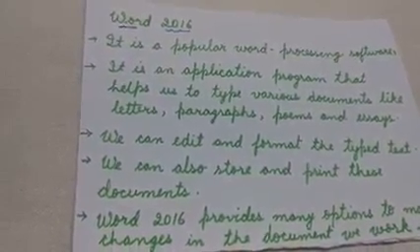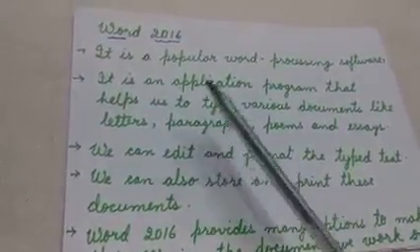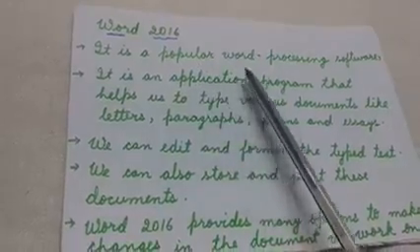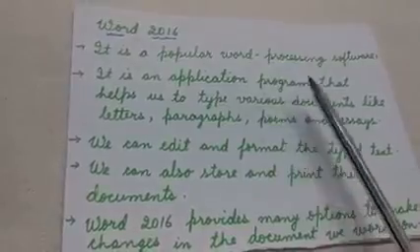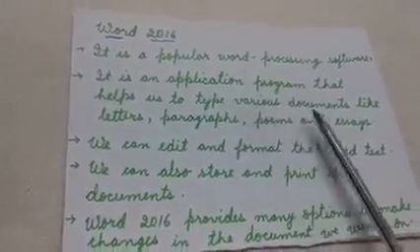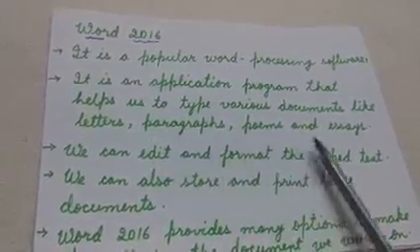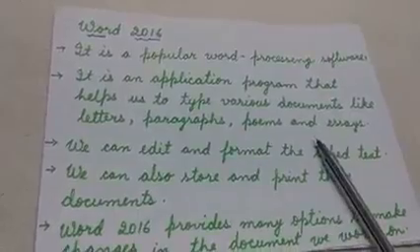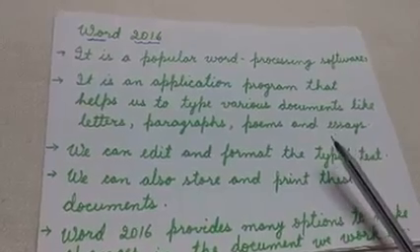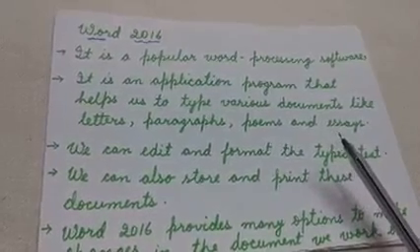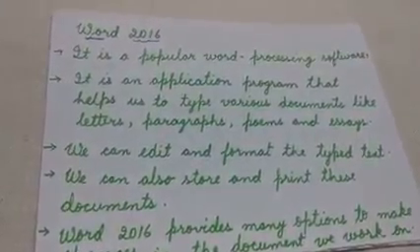So children, what is Word 2016? Word 2016 is a popular word processing software. It is an application program that helps us to type various documents like letters, paragraphs, poems and essays. So it is a program in which we can type different documents like letters, answers, paragraphs, poems, essays, whatever you wish to type, you can type.